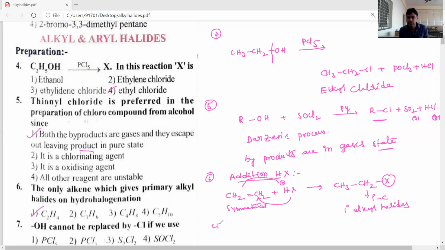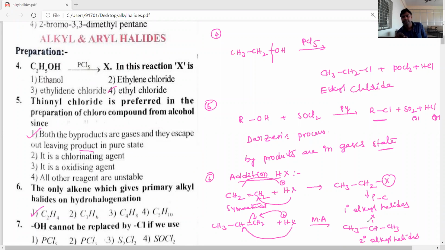C3H6 means propene, CH3-CH=CH2. The addition of hydrogen halides is a Markovnikov addition reaction. The H plus ion is added at the double-bonded carbon containing more hydrogens. Then the X minus ion is added at the carbon containing fewer hydrogens. The product is CH3-CHX-CH3. A secondary alkyl halide will form. This is the Markovnikov product.